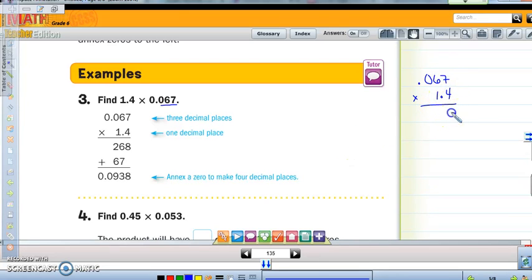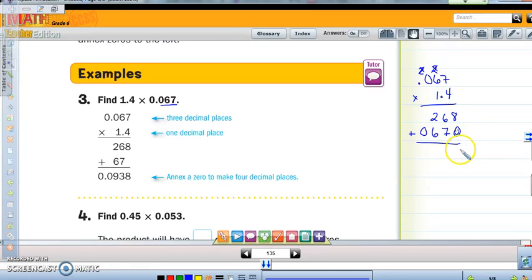So 4 times 7 is 28. 4 times 6 is 24, 25, 26. Carry the 2. 4 times 0 is 0, plus 2 is 2. Smiley face to hold your place. 1 times 7 is 7. 1 times 6, 6. 1 times 0, 0.